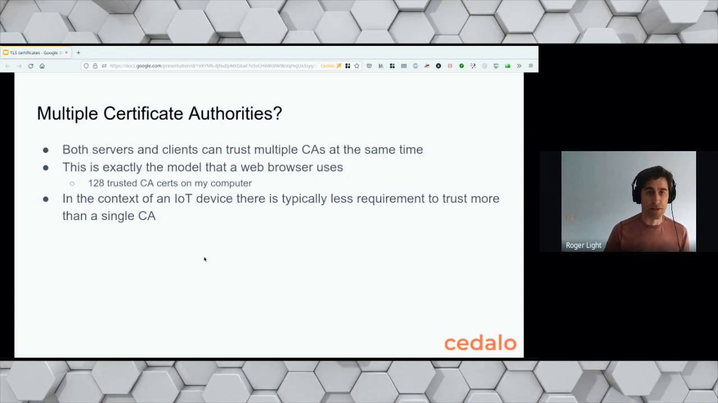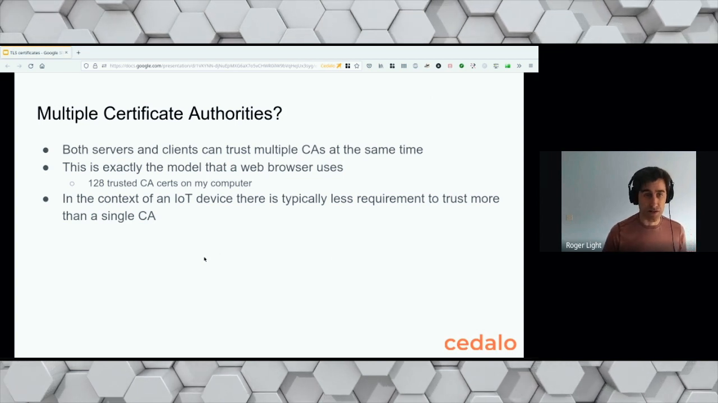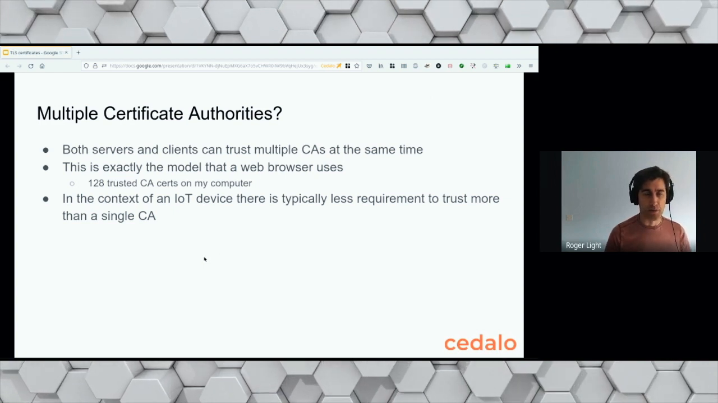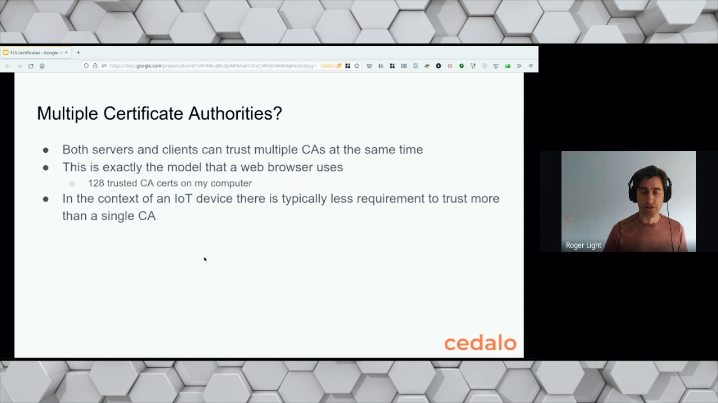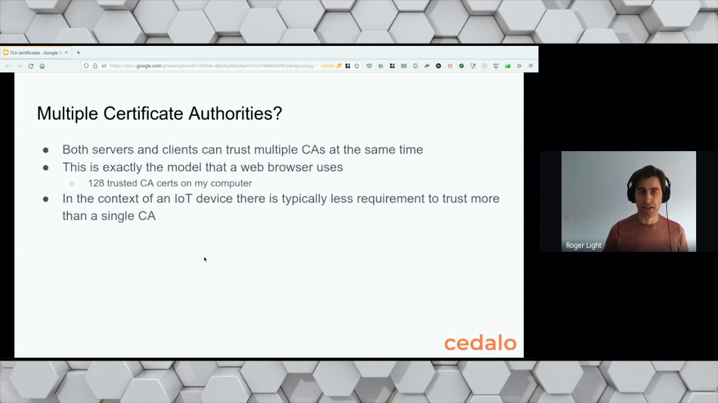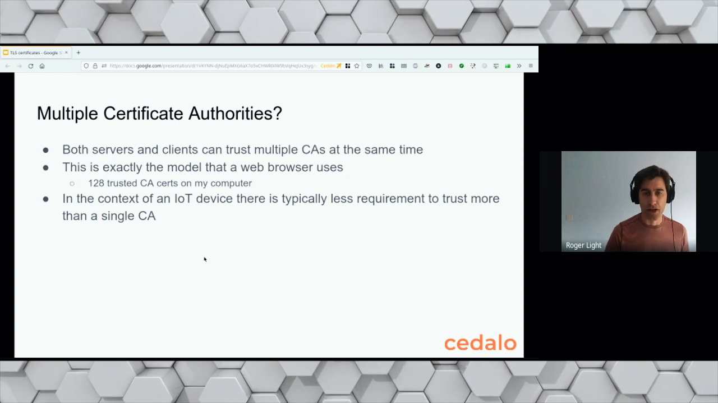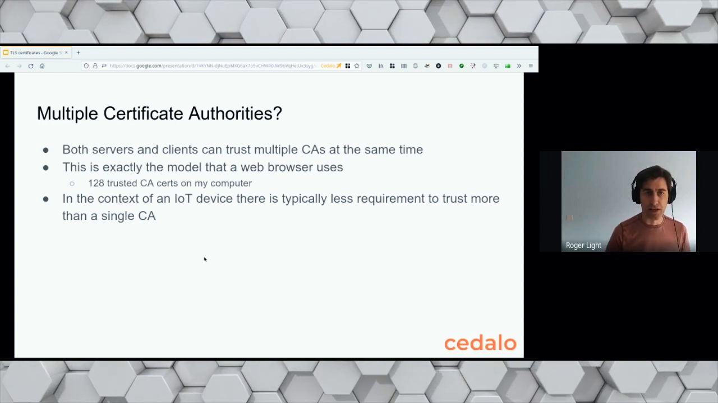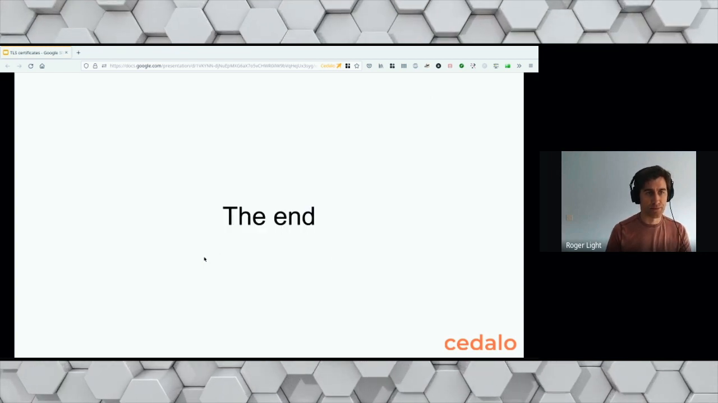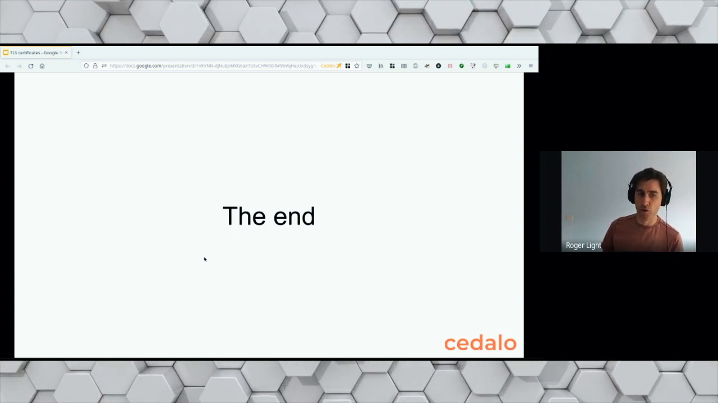Both servers and clients can trust multiple CAs at the same time, which is, of course, what your browser does every time you're using it. More than 100 CAs are likely to be on your computer, all notionally trusted by you. Now, my opinion is that in the context of an IoT device, we don't need to be trusting that many different CAs. There probably only needs to be 1 or maybe 2 different CAs trusted at once. So that does simplify things just a little bit. And that's kind of all I wanted to tell you about. Were there any other questions?